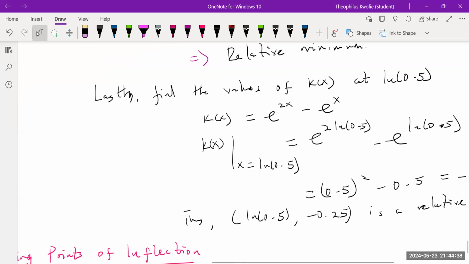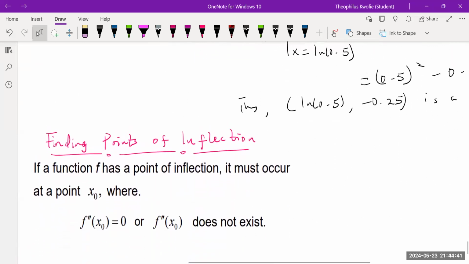Now, I want us to look at another interesting concept. We call that the point of inflection. Very, very important concept. All right, so we are looking at the point of inflection. What is an inflection point or point of inflection? What is it? It's defined as a point on a curve at which the concavity changes.